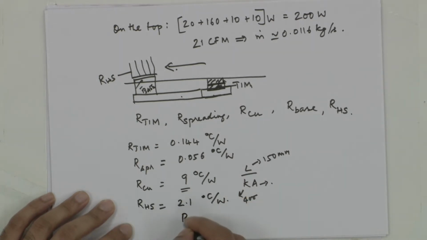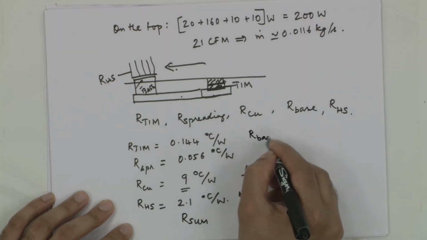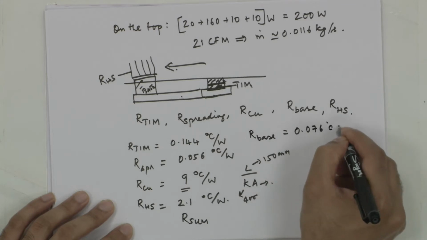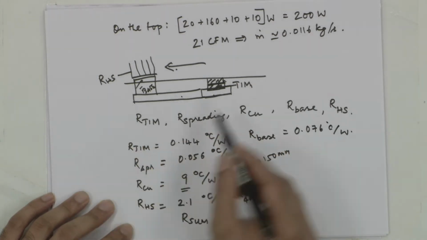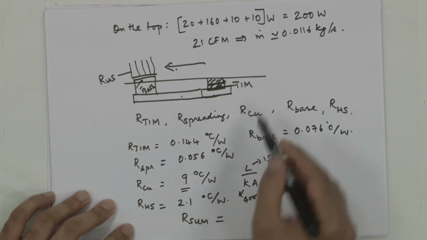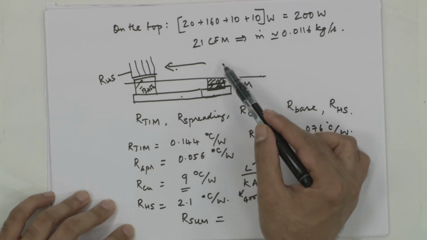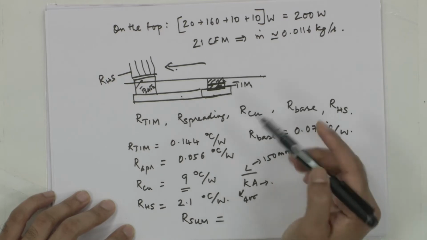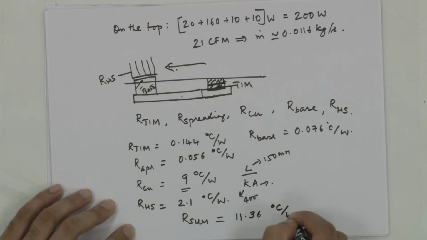Overall, if you sum all these resistances, and I missed out the base thermal conductivity resistance, which happens to be 0.76 degrees C per watt. So, overall, if you sum all these resistances, because all these resistances are in series, there is no parallel resistor, assuming that the PCB is a perfect insulator, because otherwise there may be some heat flowing from the top larger power processor that is sitting on the top to the bottom heat source, but we ignore that for the sake of calculation. We get a total sum of 11.36 degrees C per watt.